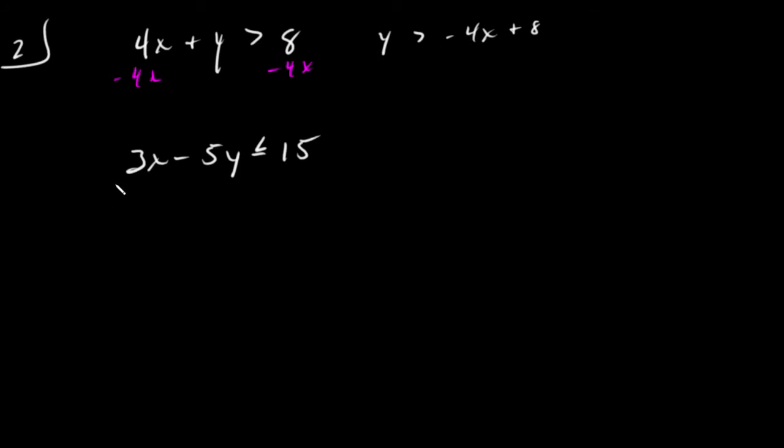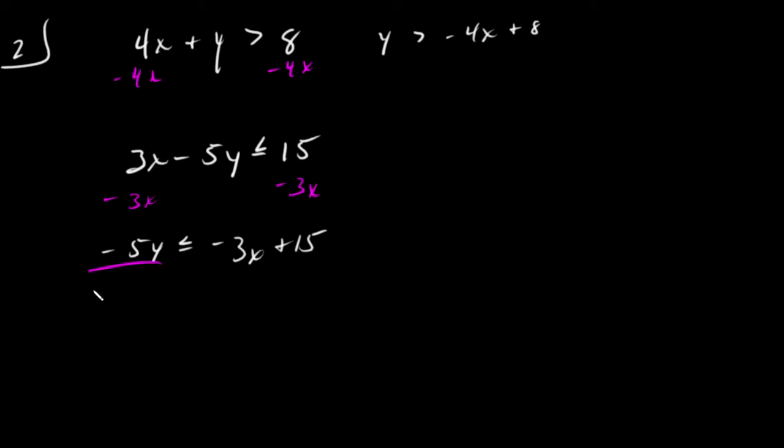Now you want to subtract 3x. Remember, you're moving the x to the other side and then getting rid of any coefficient in front of the y. So your negative 5y is less than or equal to negative 3x plus 15. Oh my gosh, I need to hurry this up.